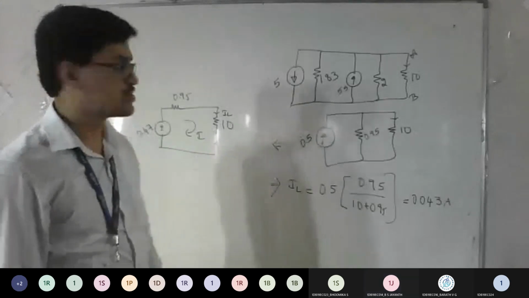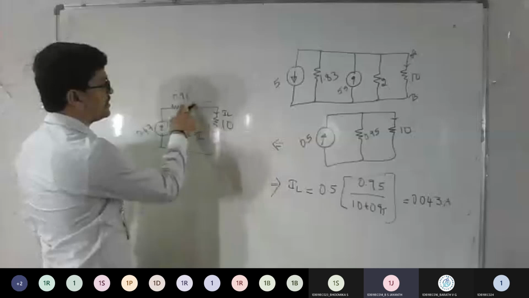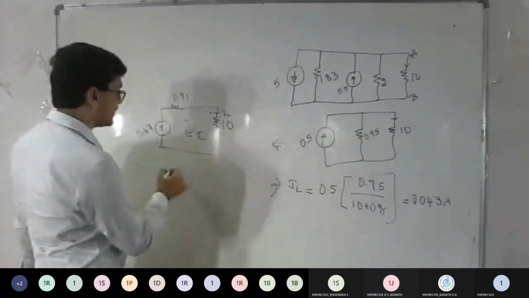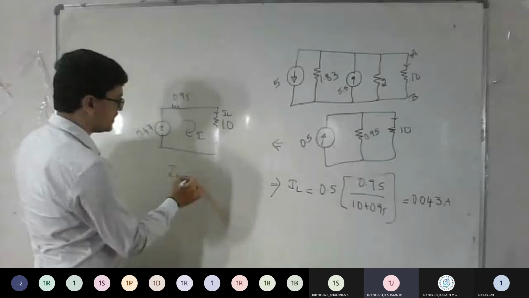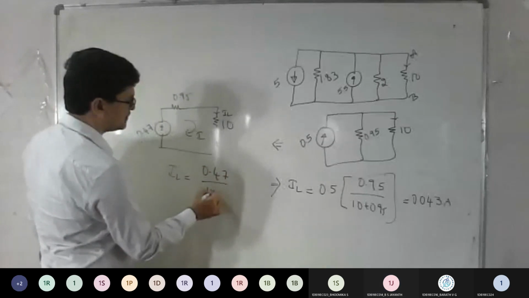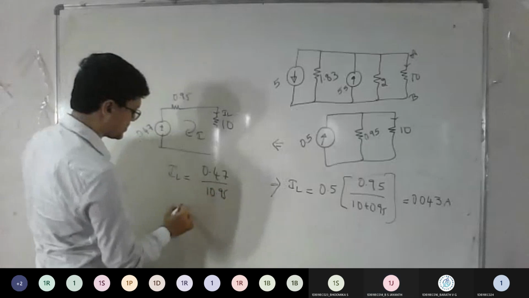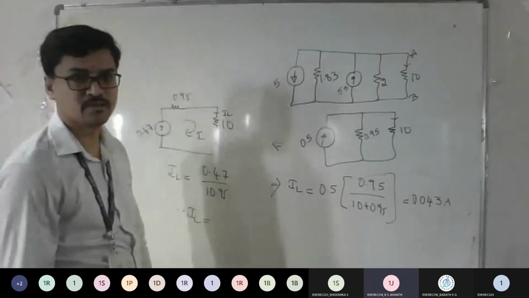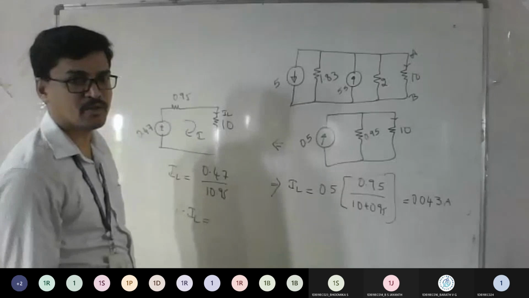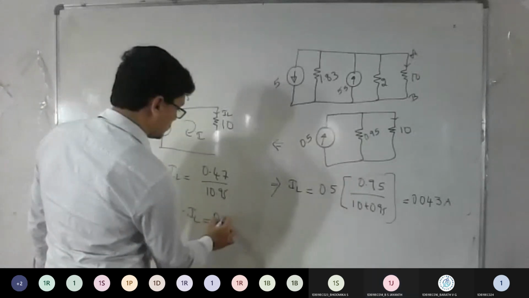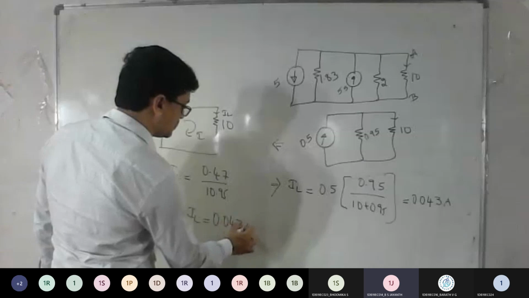Because it is one mesh. So 10.95 is your resistor, and the voltage is 0.75. How to calculate the current now? I is equal to V by R. Correct? How much here? 0.043, sir. Is it the same answer you got?